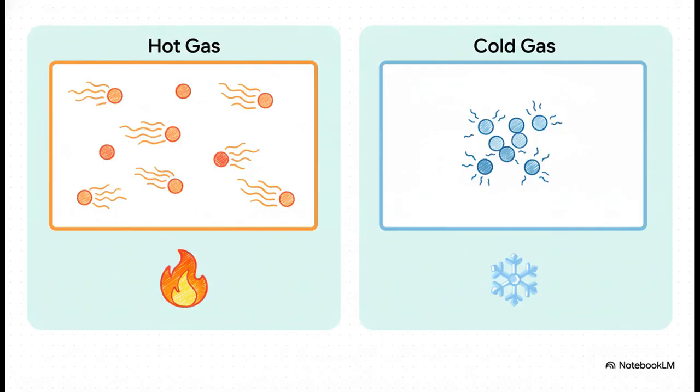And the difference is pretty dramatic. In a hot gas, the molecules are just zipping around like crazy. They've got a ton of kinetic energy. But in a cold gas, they're much more sluggish, kind of slow-moving. And hey, this also perfectly explains why hot air rises, right?